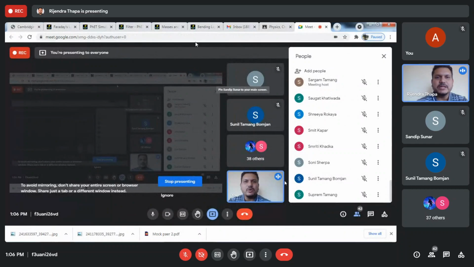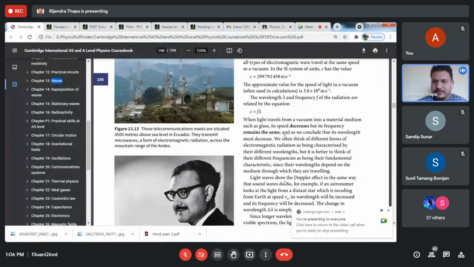Now what has Sunil studied? Let's try to understand that. Let's read the first statement, the first sentence that Sunil read. When light travels from a vacuum, we're trying to see it visually with our simulation. When light travels from a vacuum into a material medium, and here we have glass, then what it says is that the speed decreases.